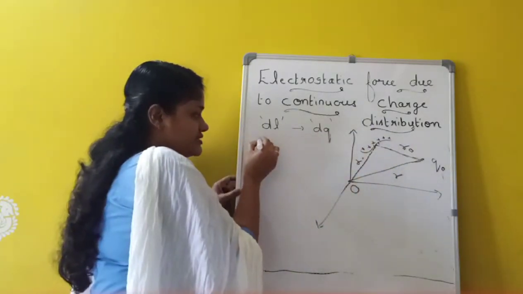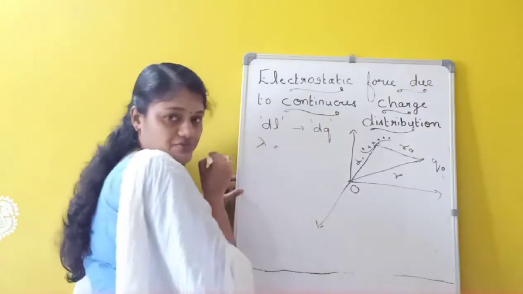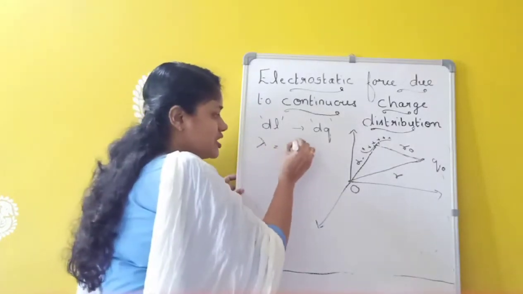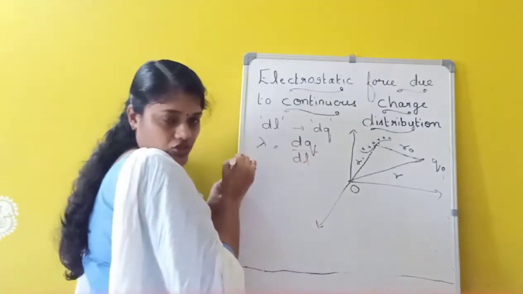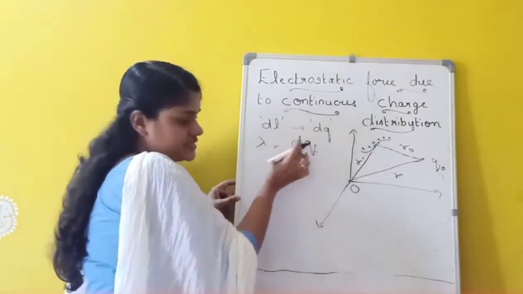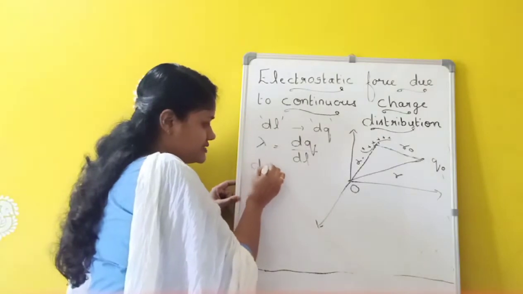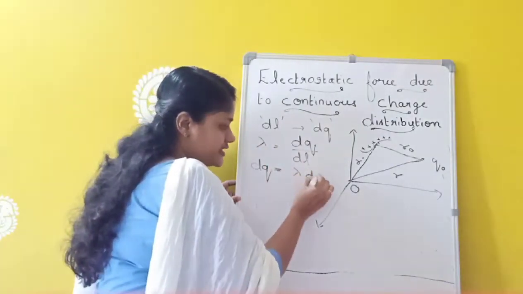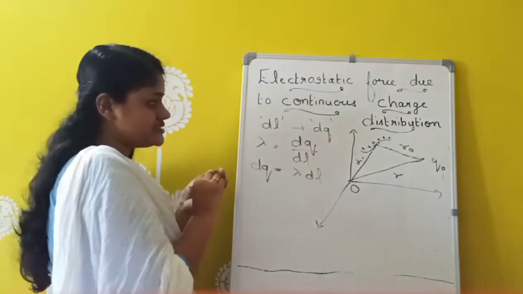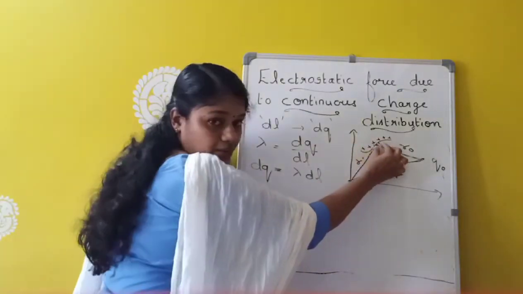Then we have linear charge density lambda. We have the formula lambda equals charge per unit length, that is dq by dl. So from this we can find dq charge. So dq equals, cross multiply, we get lambda into dl. So this dq is the charge of this small element dl.